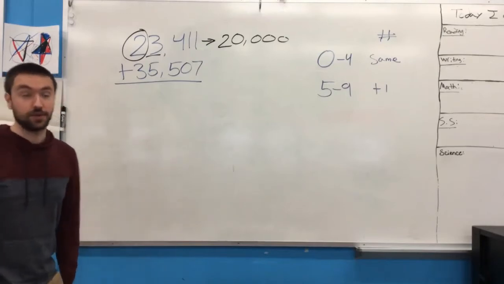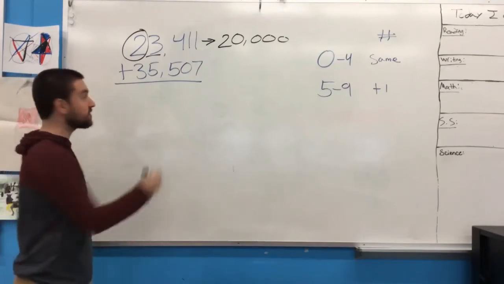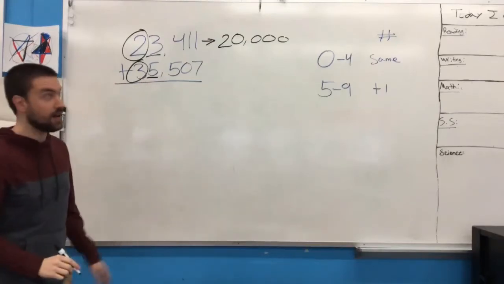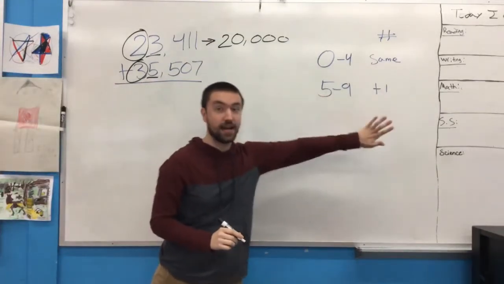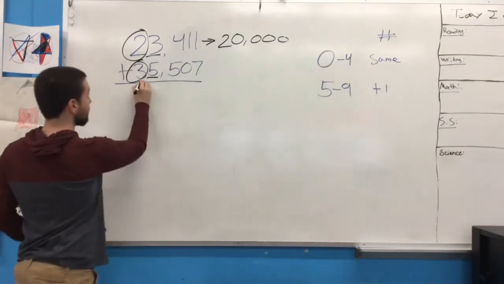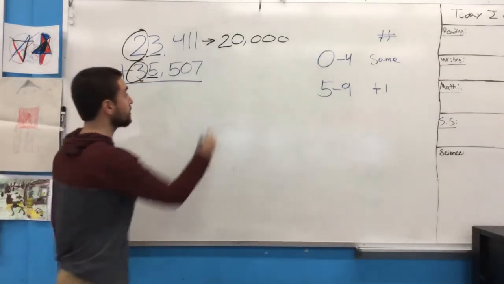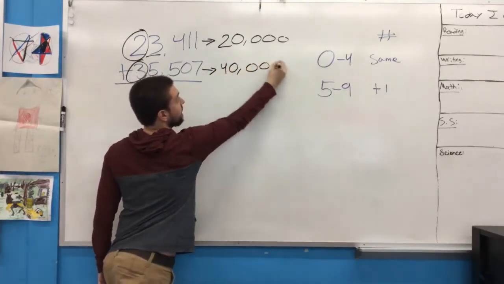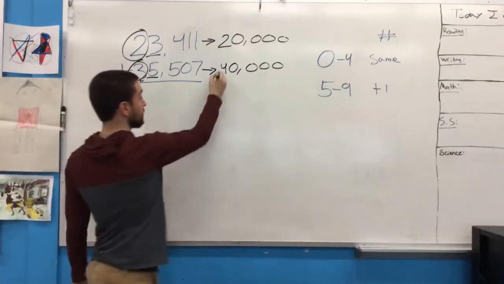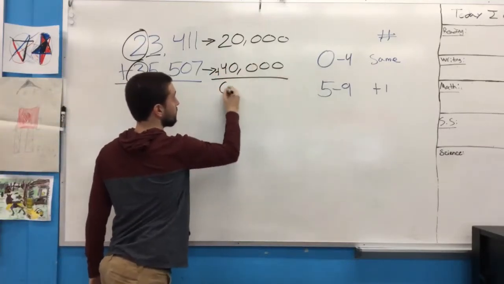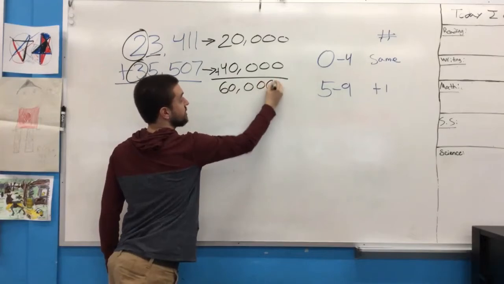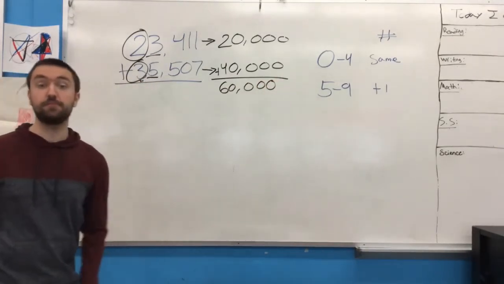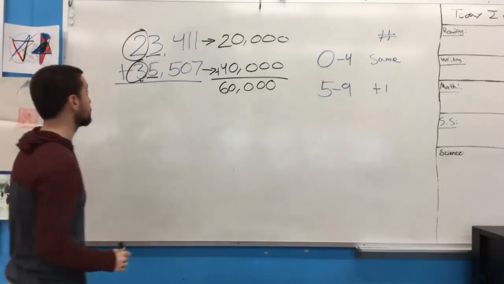Now we can do the same for the next number. Circle that place value. Move to the right. Underline it. 5 through 9, adding 1 is the gain. So we're adding a 1 to that 3. So now our number is 40,000. If we add these two up, we get 60,000. Let's see if the actual number comes out to be close to 60,000.